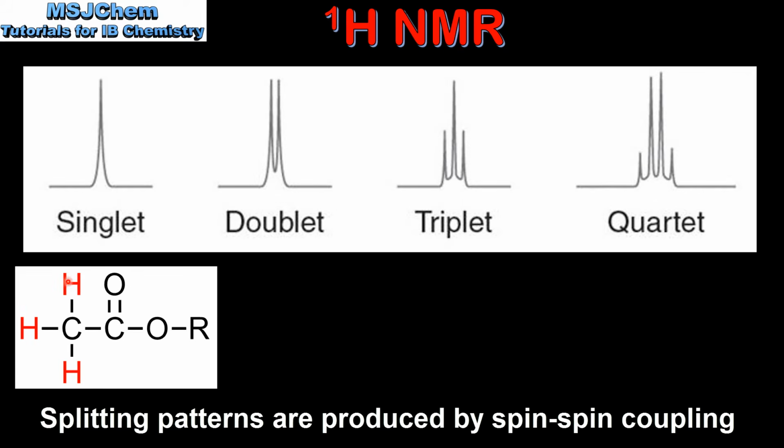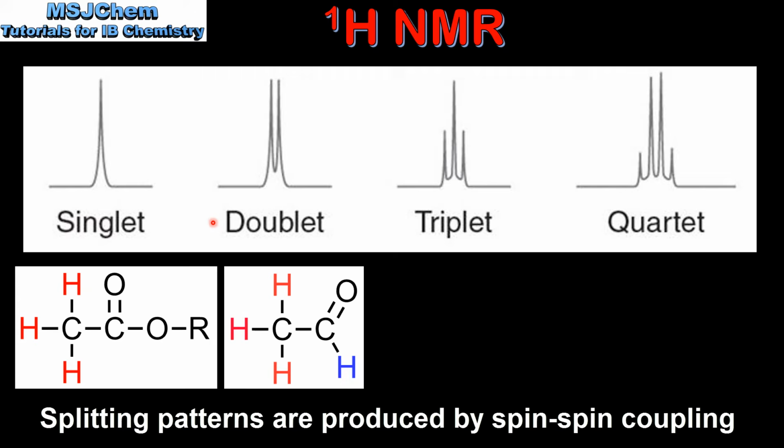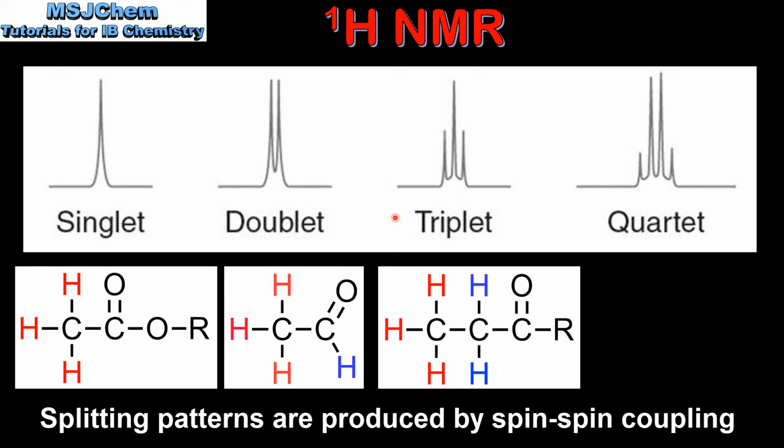For this CH3 group, the adjacent carbon is attached to 0 protons. Using the n plus 1 rule, we get a single peak, which is known as a singlet. Next, we look at a doublet. For this CH3 group, the adjacent carbon is attached to 1 proton. Using the n plus 1 rule, we get 2 peaks, which is known as a doublet. Next, we have a triplet. For this CH3 group, the adjacent carbon is attached to 2 protons. Once again, using the n plus 1 rule, we get 3 peaks, which is known as a triplet.